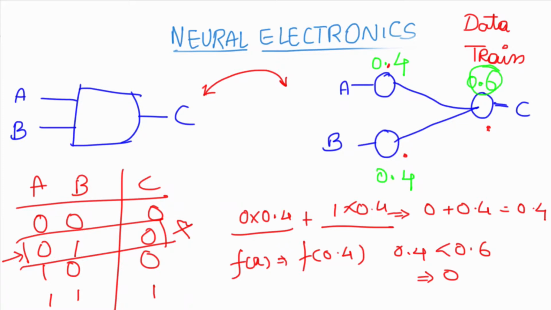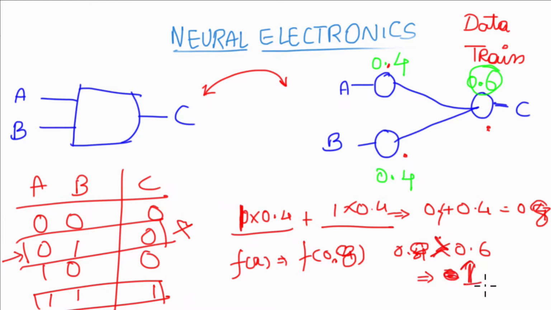Now, let's say we take this data, we can easily work this out. So this will be 1, this will be 0.4 plus 0.4, which is equal to 0.8. f of x is equal to f of 0.8, and 0.8 is greater than 0.6. So we'll have an output of 1.